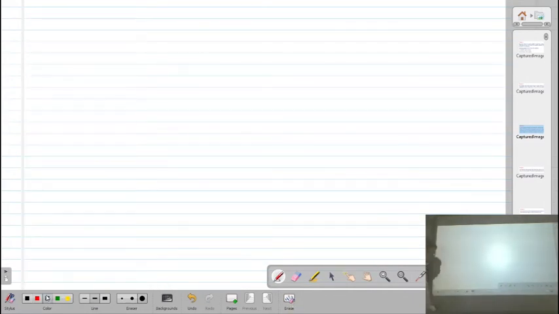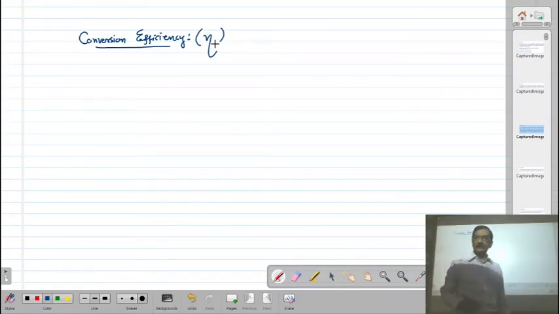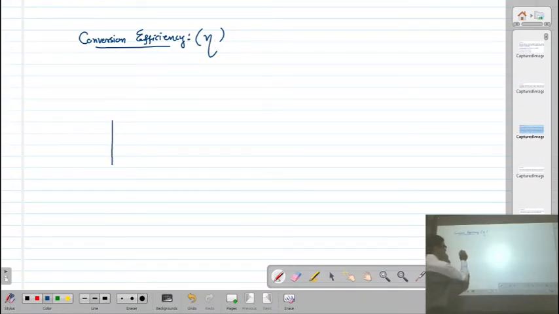Now we will discuss one more important parameter of an amplifier, which is known as the conversion efficiency. So what is conversion efficiency? What kind of parameter is converted by the amplifier? In the first lecture on the amplifier, I have already discussed the function of the amplifier.